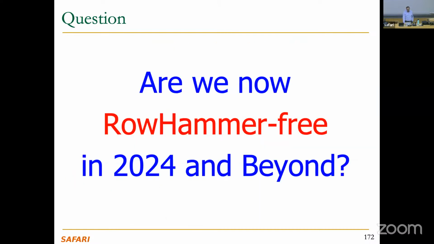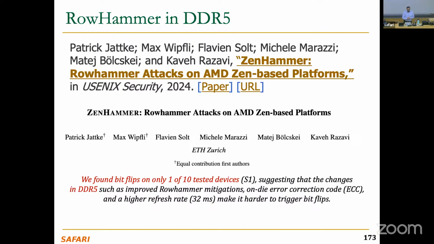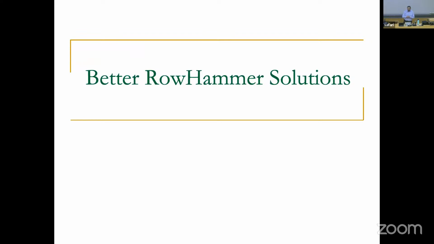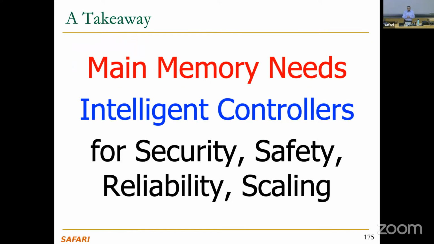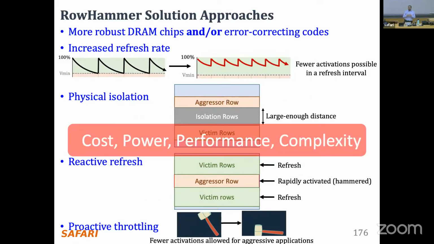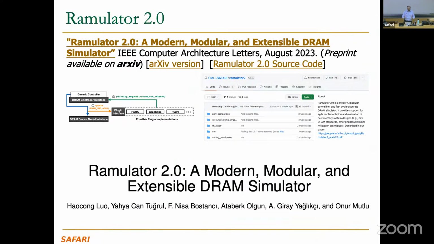So are we now RowHammer free in 2024 with these updates? Any guesses? Another paper, which will appear at USENIX Security this August from Kaveh Razavi's group, shows that even in DDR5 chips today, you can actually achieve RowHammer bit flips. So we need better RowHammer solutions. We need more intelligent controllers for robustness and scaling. And there are many trade-offs from different approaches. We need to exhaust the search space, and we need to find better solutions.